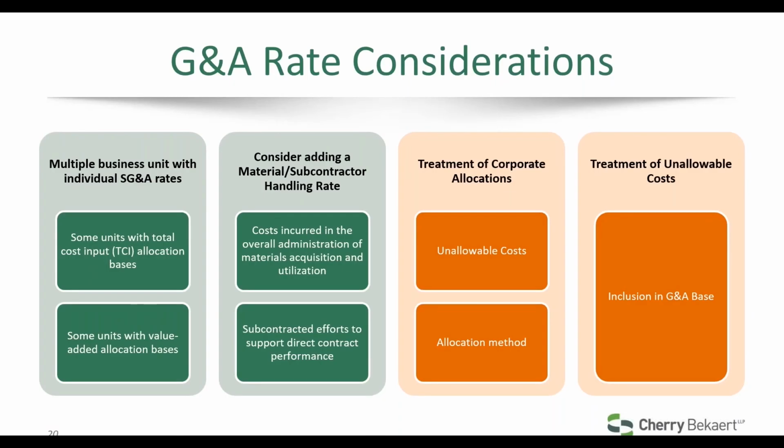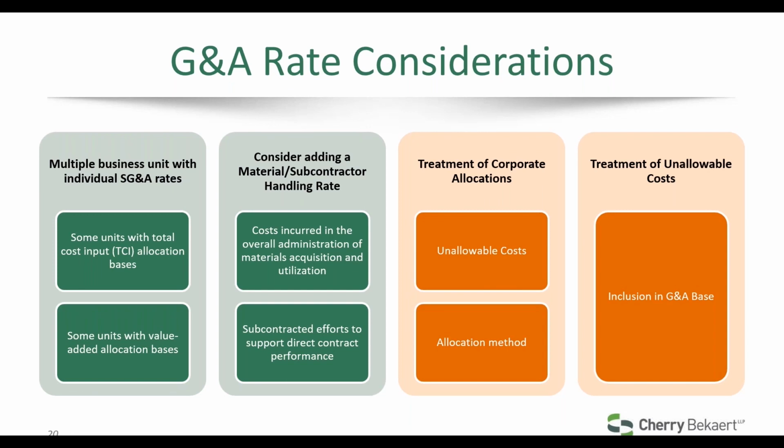So a few more considerations with the G&A rate. Sometimes, especially for larger organizations, there could be multiple business units that might have single G&A rates. It really depends, again, on your current business makeup and how you might be allocating those costs. Then, as I mentioned before, there might be a value added base that you're using to allocate your G&A. That might be considered if you have, again, a material handling or subcontractor rate, where you are siloing off the costs that are used to manage your materials and subcontractors, and you're allocating those based off of probably purchased materials and subcontractors, and you are then excluding that from your G&A rate computation.